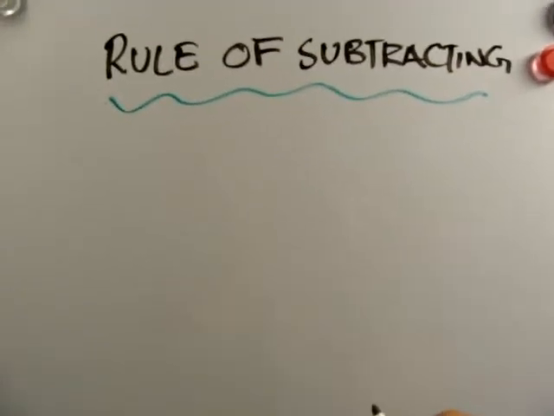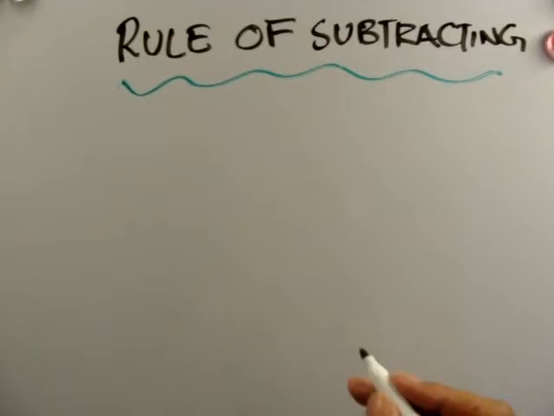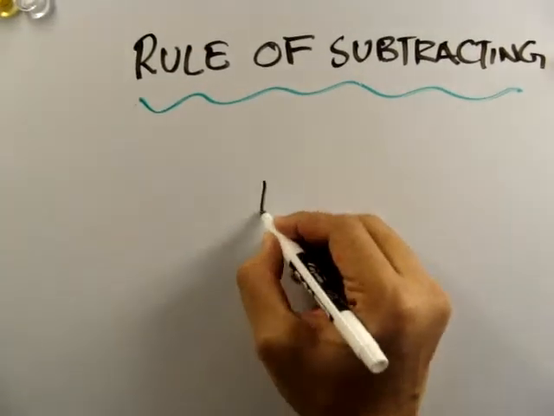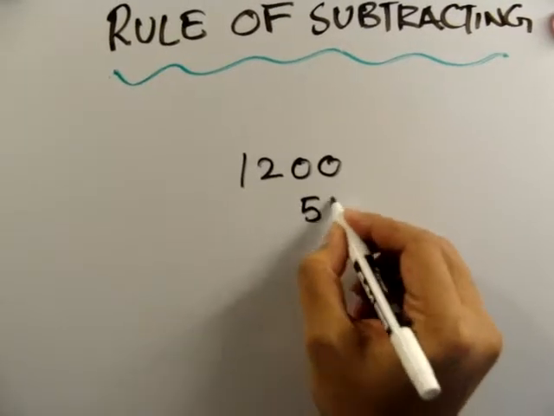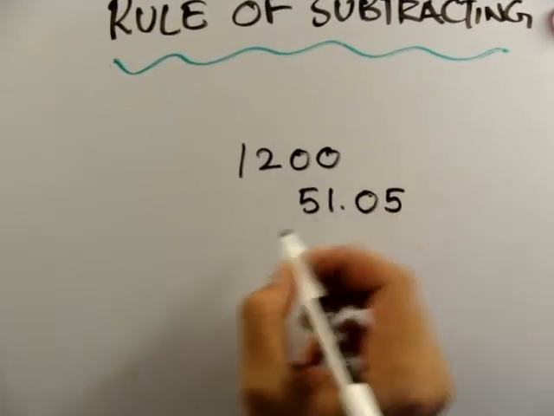The second rule we're going to do is the rule of subtracting. So how do you do the rule of subtracting? We're going to use the same numbers as last time: 1200 minus 51.05.